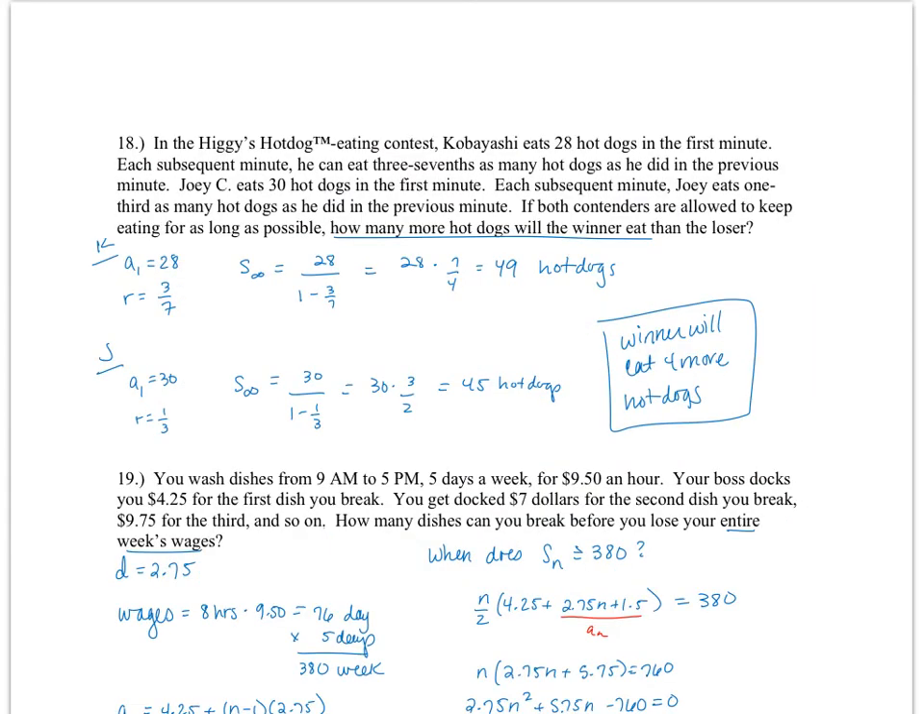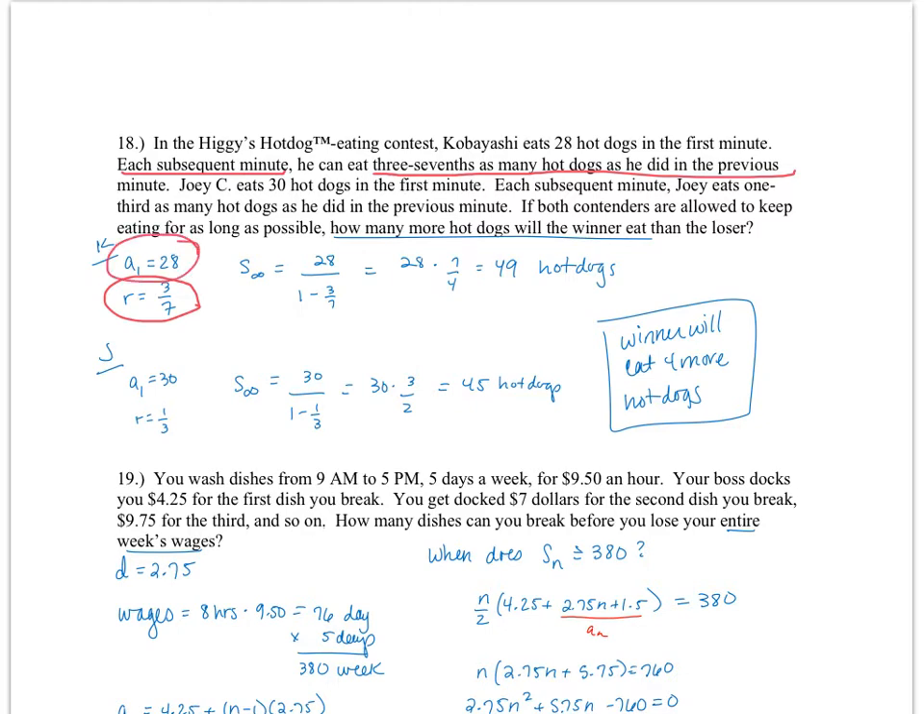Looking at problem 18, the first thing we have to analyze is whether we're dealing with arithmetic or geometric. The keywords in the problem that tell us we are dealing with geometric is that it says each subsequent minute, meaning each next term, he can eat 3/7 as many hot dogs as he did in the previous minute. So that tells us that my r value is 3/7, and we know that in the first minute he ate 28 hot dogs.